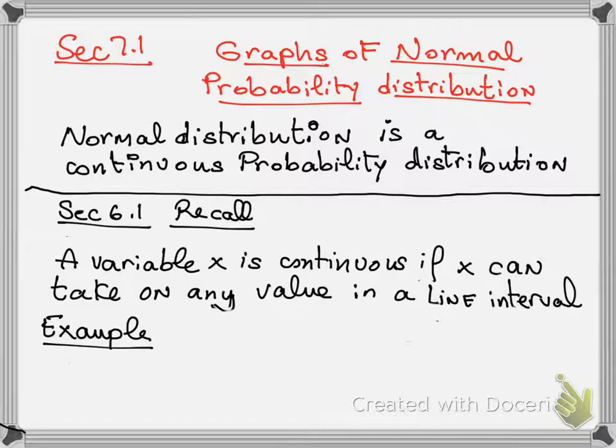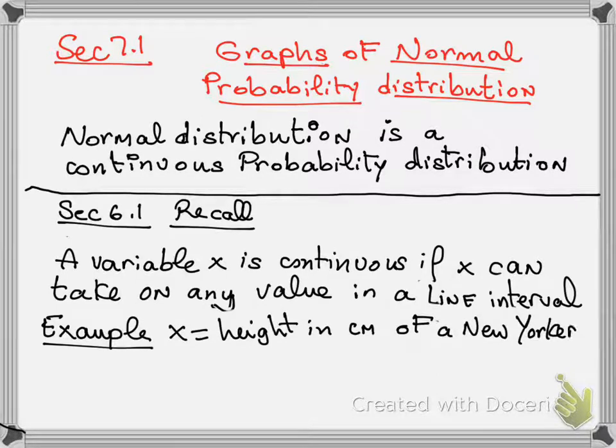Well, actually we talked in section 6.1 about continuous probability distributions. So we said in section 6.1 that variable x is continuous if x can take on any value in a line interval. So for example, let's say x is the height in centimeters of a New Yorker.